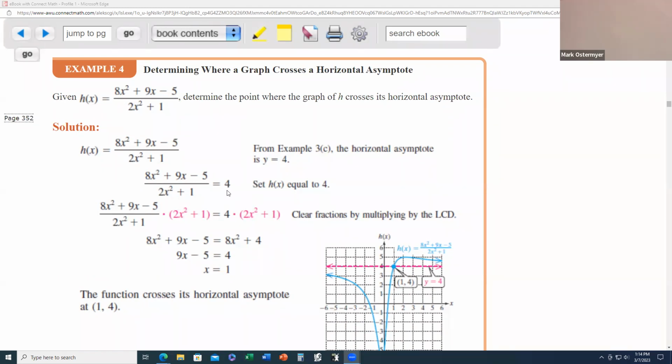We set y equal to 4 because that is the equation of our horizontal asymptote. It's y equals 4. So we set h of x, or this function, equal to 4. And they've done that right here. And now we have to solve this equation for x.